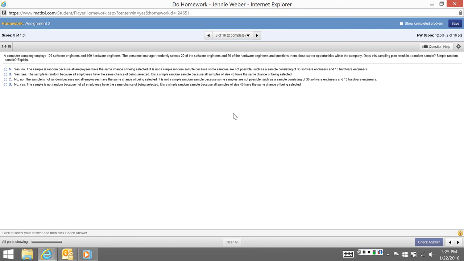Okay, so he's randomly selecting them, and everyone has the same chance because there's the same percentage of software and hardware. So yes, this is a random sample. It's not simple random though, because I can't have 10 software and 30 hardware. Every group of 40 isn't accounted for. I have to have a very specific breakdown of my group of 40. So this is yes and no.